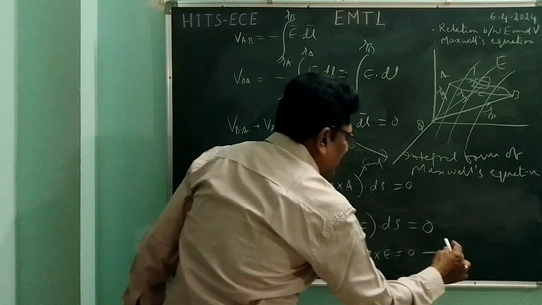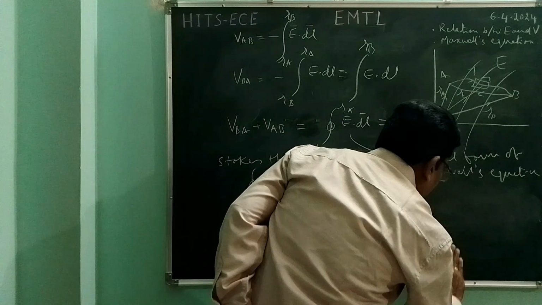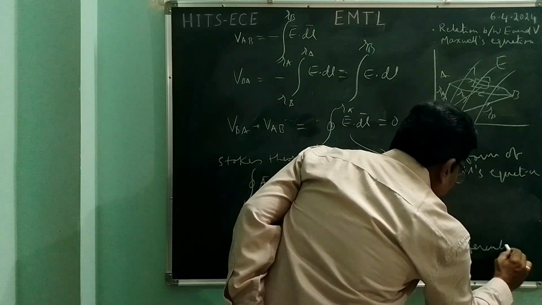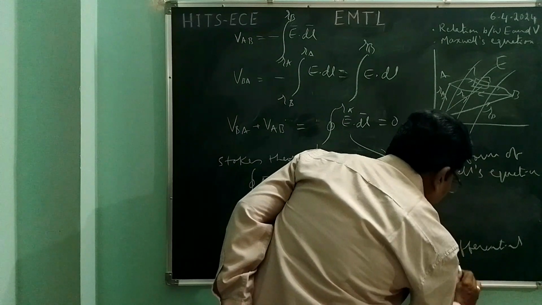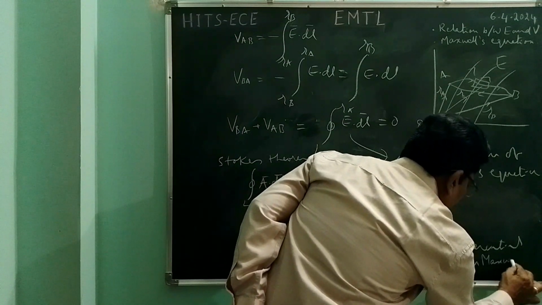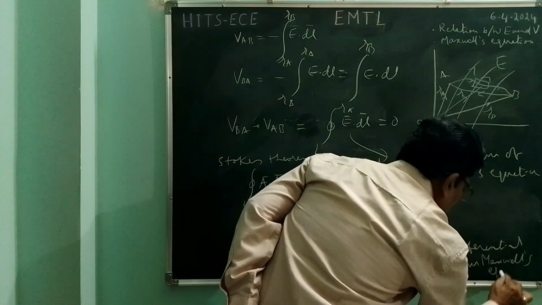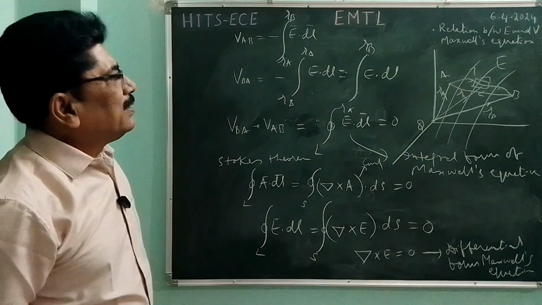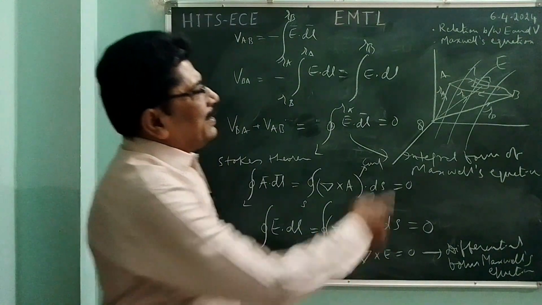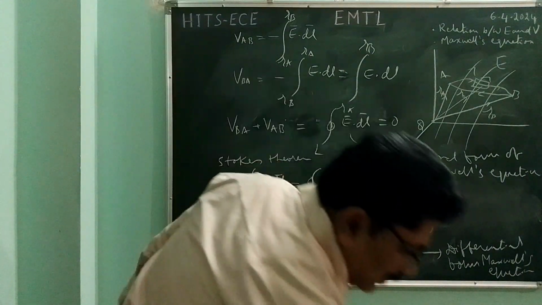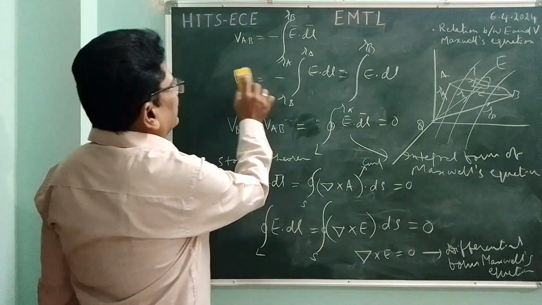This is called the differential form of Maxwell's equation. Now let us see the actual relation between E and V.